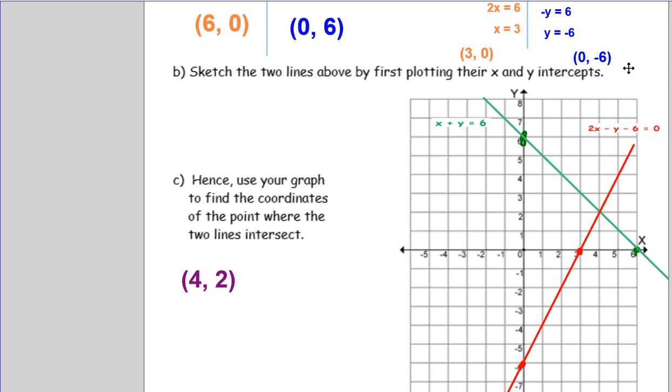Part C is just, hence, use your graph to find the coordinates of the points where the two lines intersect. So here's line 1, here's line 2. What are the coordinates of this point right here where they intersect? So what's its x coordinate? That's right, it's 4. What's its y coordinate? That's right, it's 2.